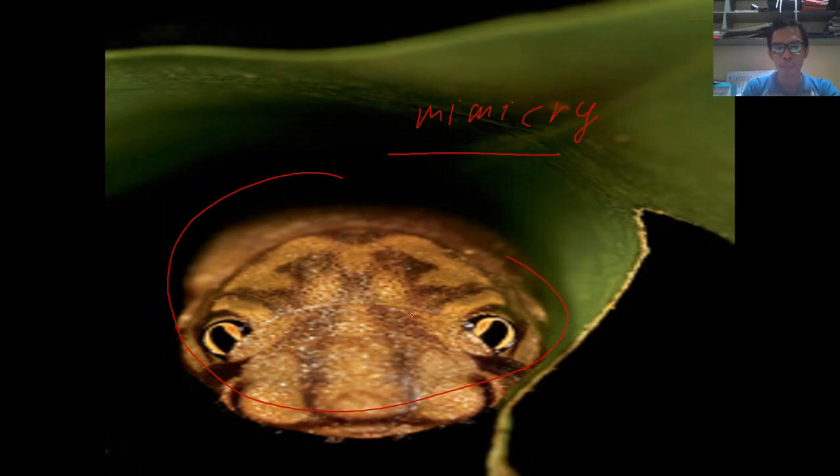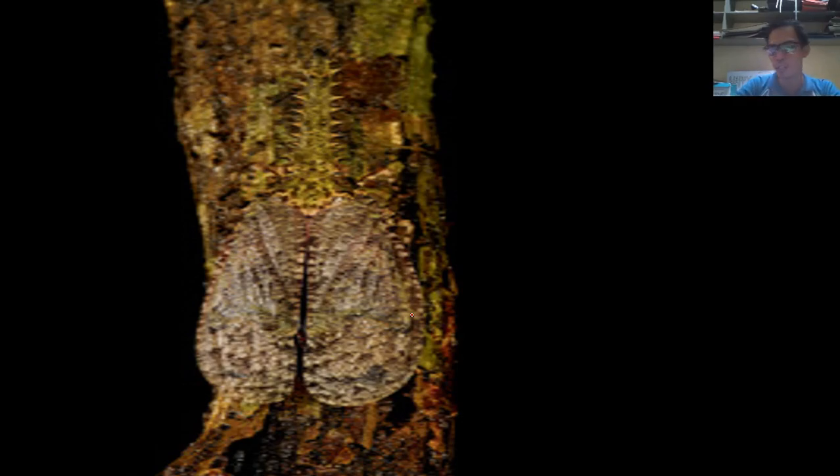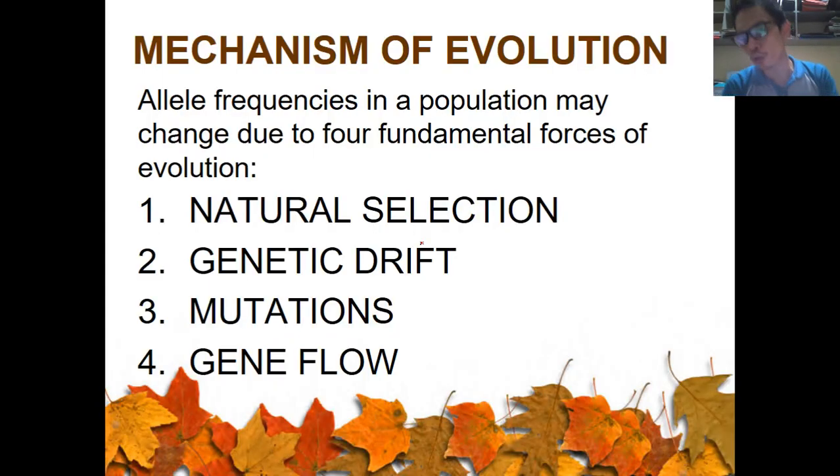Next one. What do you see here in the picture? That's right, this is an insect. This is an insect that is sitting on the tree bark. As you can see here, if you look at this from far, it looks like tree bark, but basically it is an insect that is blending in on the tree bark.